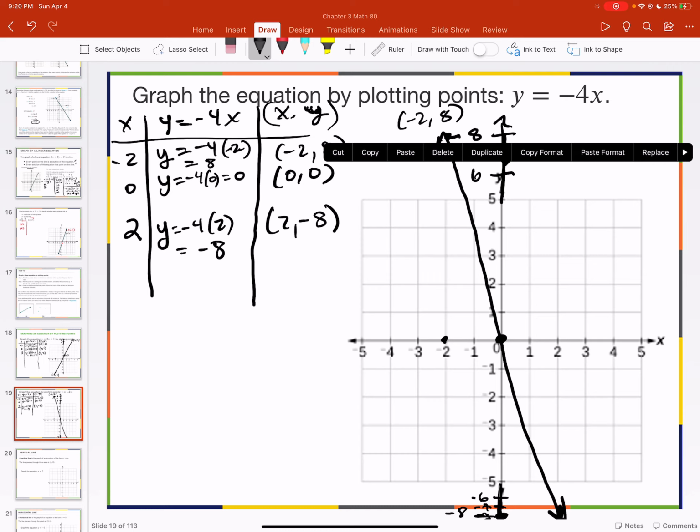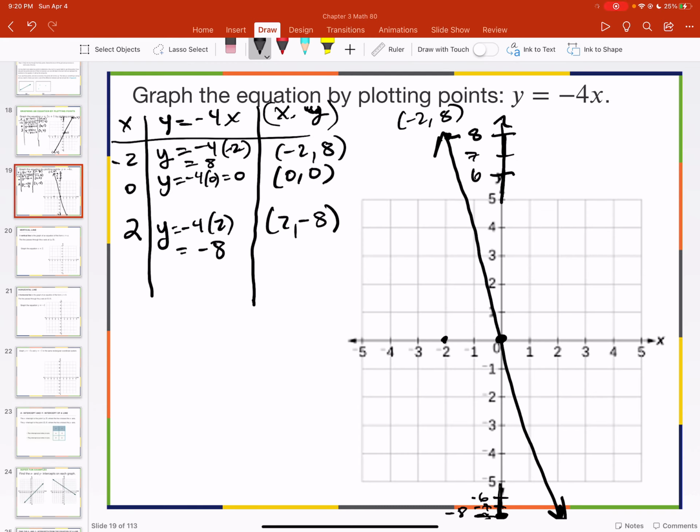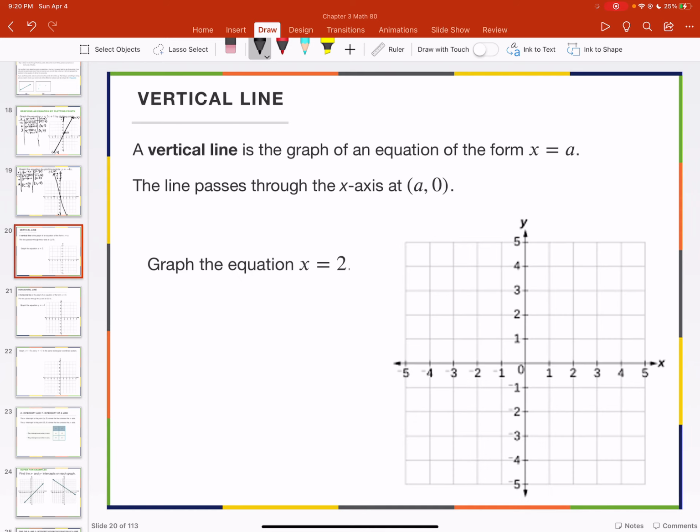All right. Let's talk about vertical and horizontal lines next. A vertical line is just a line that goes straight up and down, and it has the form x equals a. So it's a little different. There is no y value. It passes through the x-axis and it never crosses the y-axis, unless it's the line x equals 0. Literally, the y-axis is the line x equals 0.